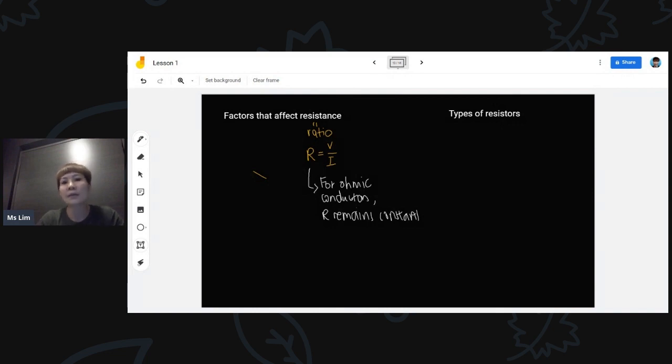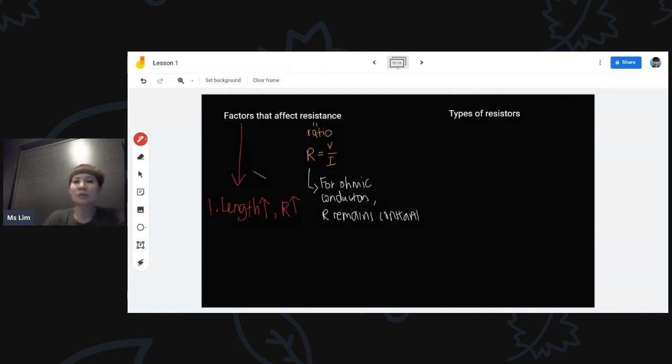Now, sometimes you might want to change the resistance. Then you've got to tweak the physical conditions a little bit. There are some factors that will affect resistance, that will affect this ratio. Number one, the length of the wire. If you change the length, you're changing the physical conditions. So if you increase the length, you will expect the ratio R, the resistance, to increase as well.